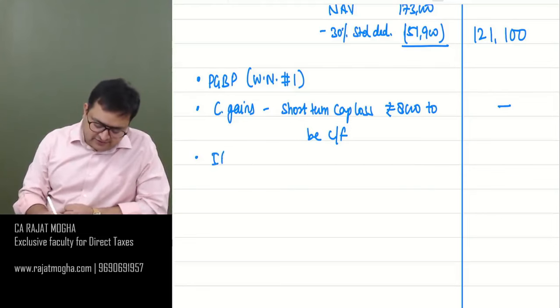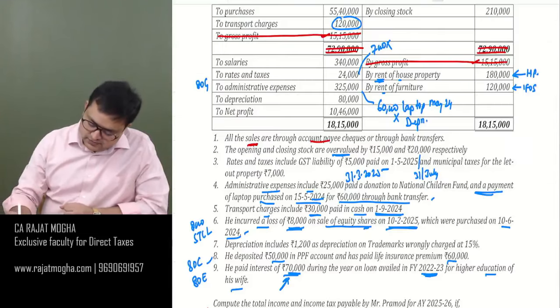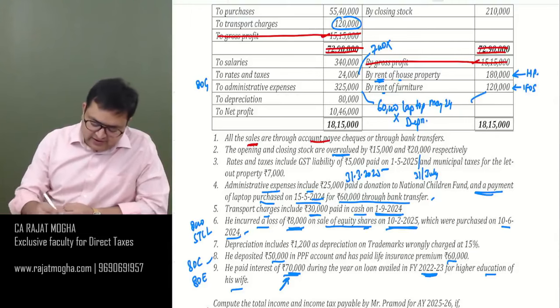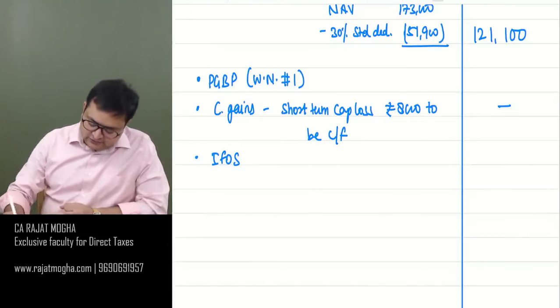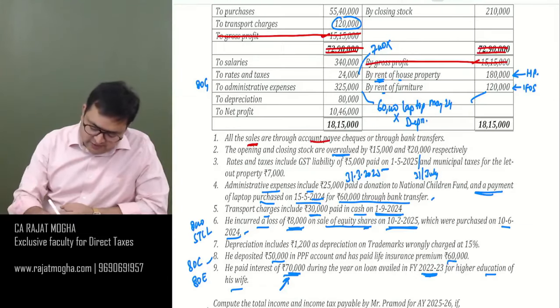Then we have IFOS. Rent of furniture 120. Nothing else is mentioned over here except this. So IFOS is rent of furniture, 120.